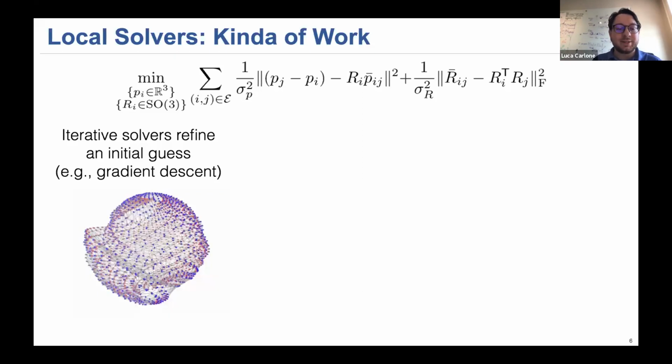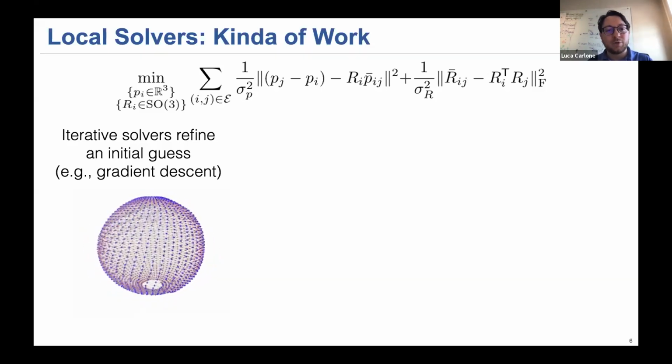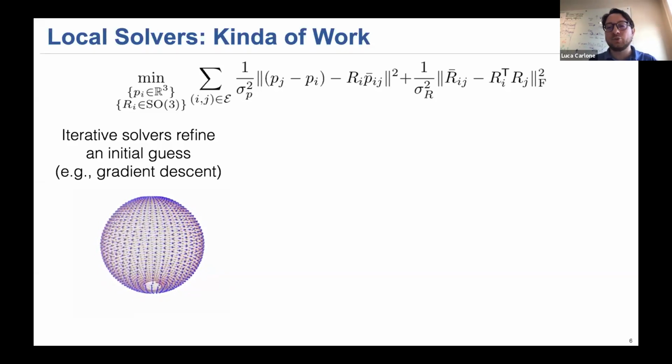The video here is an example of gradient descent applied to a pose graph optimization problem in which the poses are sampled along a sphere. You can see that we start from an initial guess, hopefully we converge, and we converge to a good solution. In this case, we converge to a nice solution.